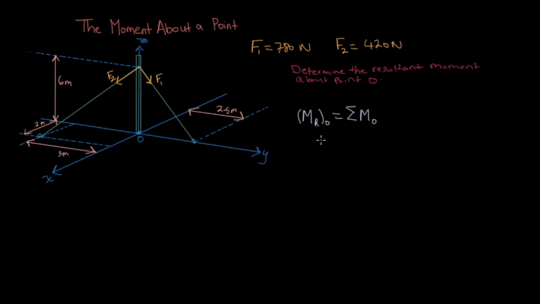We know that the resultant moment about a point is equal to the sum of moments about that point, and the sum of moments about a point is equal to the sum of R cross F. So you're taking the cross product of R and F. R is just the distance from where the force is exerted to the origin, and F is the force vector. So you're taking the cross product of these two vectors.